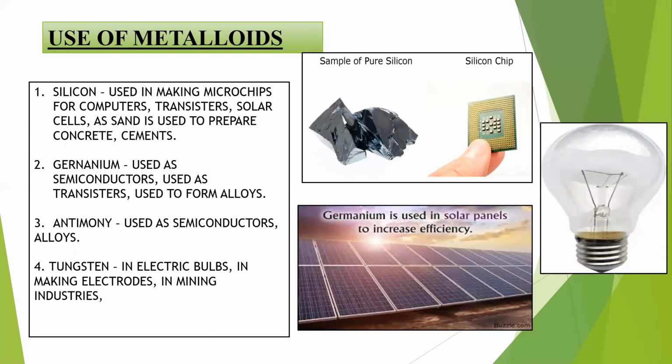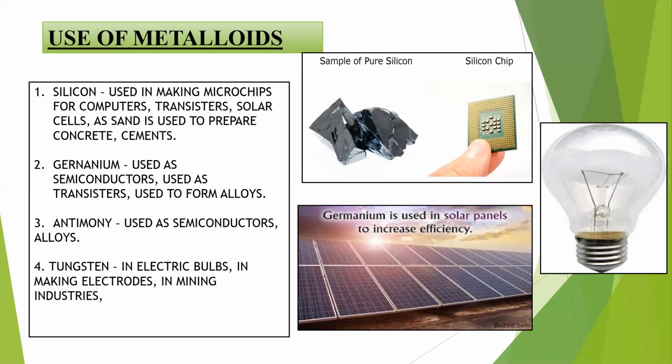Next we will be learning about the uses of metalloids. Now, metalloids like silicon are used in making microchips for computers, for making transistors, and solar cells. Sand, we know, is SiO2, silicon dioxide, and is used to prepare concrete and cements. Silicon is one of the most useful metalloids available to mankind.